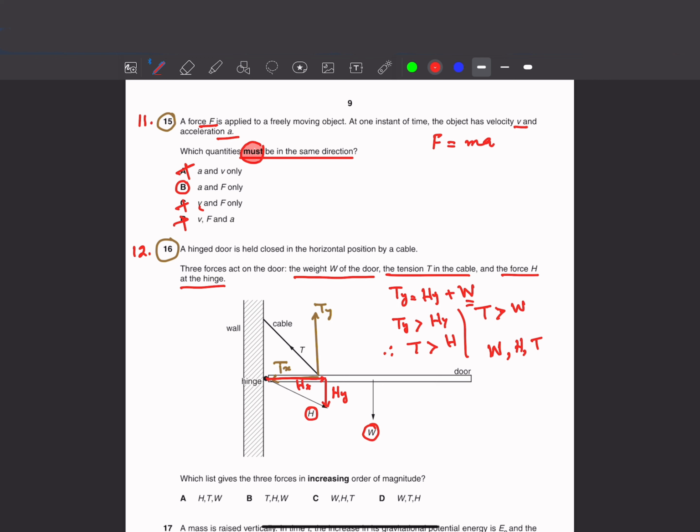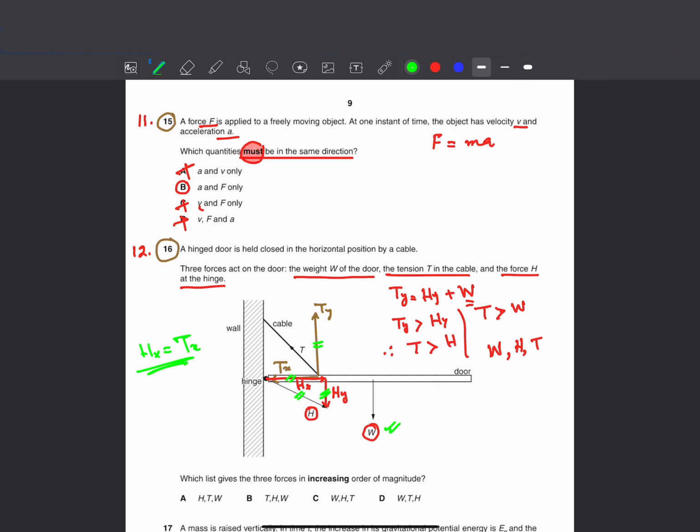Simply, as I have already done here, you can resolve your forces. Weight of course is simple, acting downward, but as far as T is concerned, you can resolve this T into a Y component and X component, and similarly you can resolve your H into its Y component and X component. Here you can see that Hx, the horizontal component of the hinge force, will be equal to the horizontal component of T for a balanced situation.